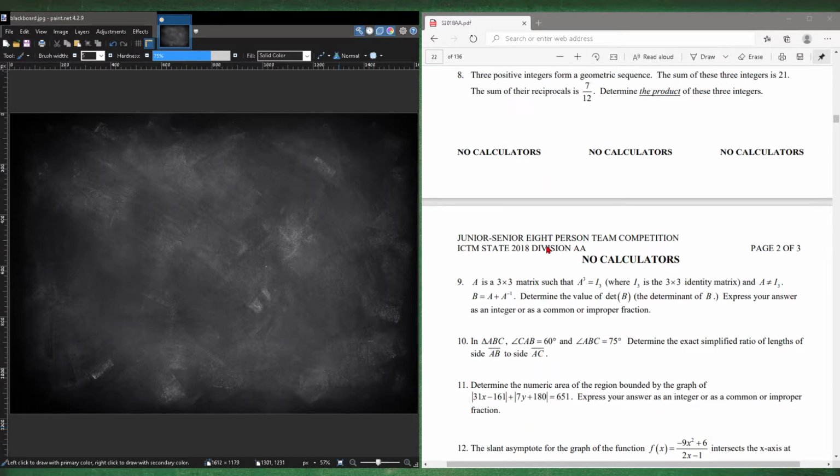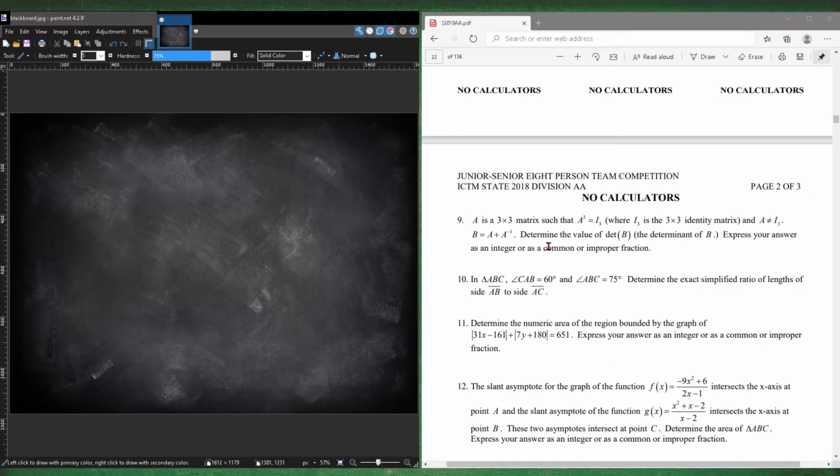Okay, now let's go to number 9. A is a 3 by 3 matrix such that A to the power 3 is I, where I is the 3 by 3 identity matrix, and A is not equal to I. B is equal to A plus the inverse matrix of A. Determine the value of the determinant of B.